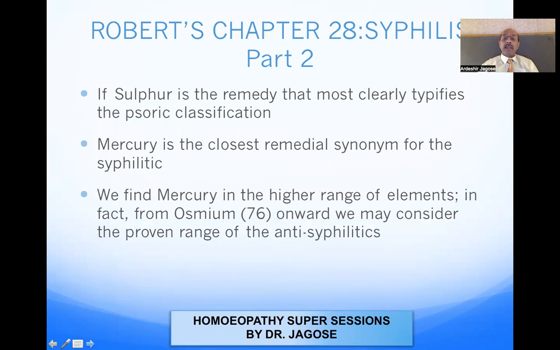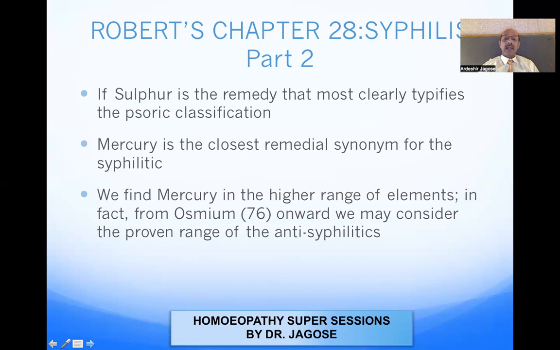So let us see how this can be done. Is sulfur the remedy that almost clearly typifies the psoric classification? Robert says that sulfur is the remedy which has marked psoric symptoms. On the other hand, mercury is the closest remedy synonym for the syphilitic classification or the syphilitic miasm. So mercury has predominantly syphilitic symptoms, and sulfur has predominantly psoric symptoms. We find mercury in the higher range of elements. In fact, from osmium, atomic weight 76 onwards, we may consider the proven range of the anti-syphilitic.